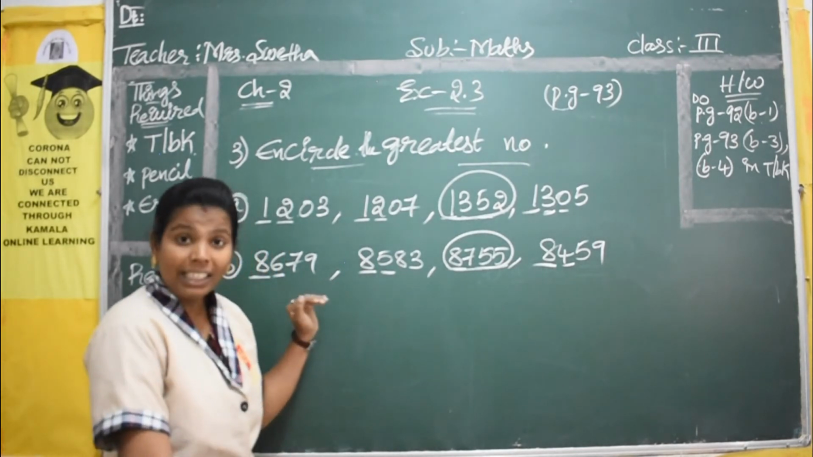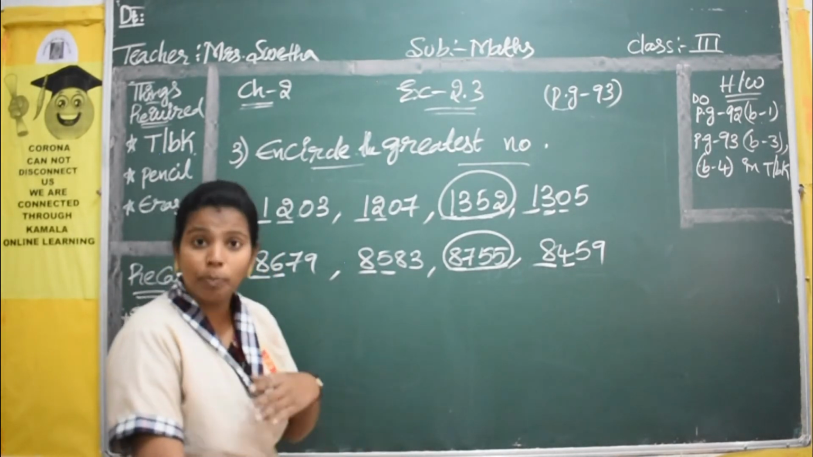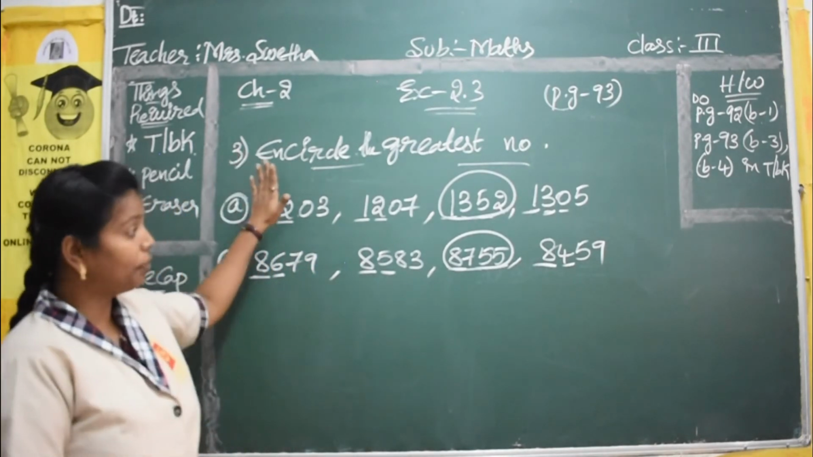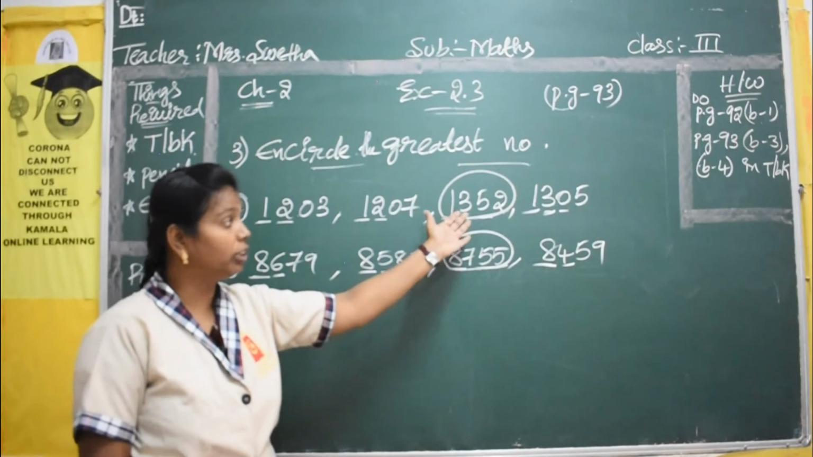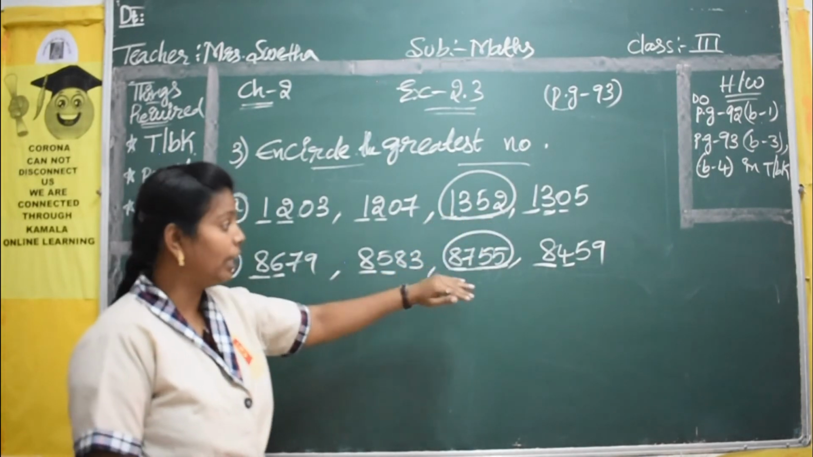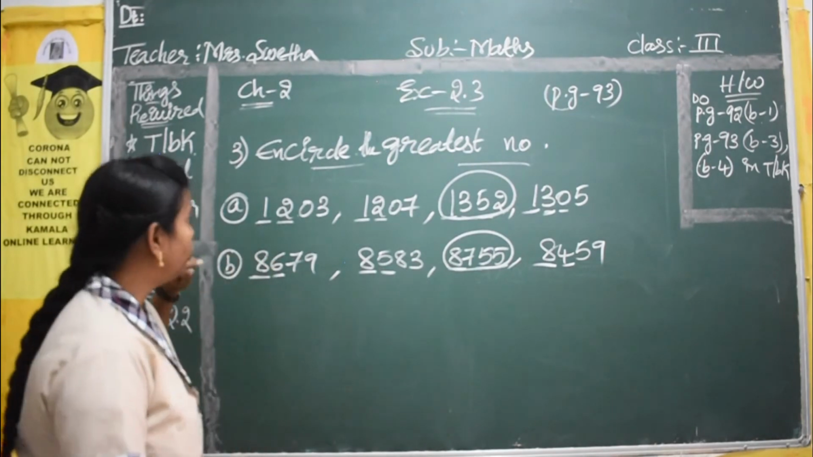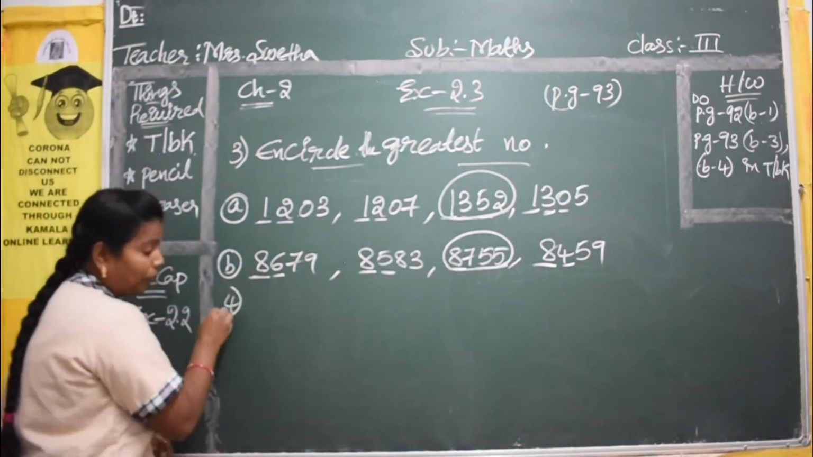Okay, so this is very easy now, children. This complete exercise is based on one concept only, checking. Yes, so this is about your first one. We got 1352 as the greatest one, and in the second one also 8755. So this is about your third bit. Now we will move on to the fourth bit.